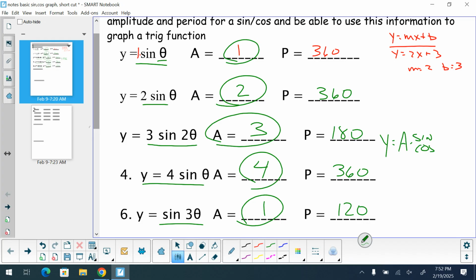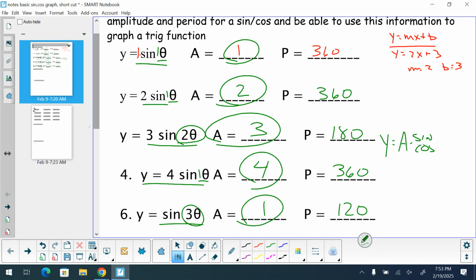When I had just sine of theta, I had 360. But when I got 2 theta in there, the period was 180. Sine of theta, still back to 360. But when I had 3 theta, the period was 120. So the question is, if I look at this coefficient, which is a value of 1 if I don't have anything there, what can we do with this coefficient to come up with the period? When it was 2 theta, it was 180. When it was 3 theta, it was 120. When it was just theta, it's 360.